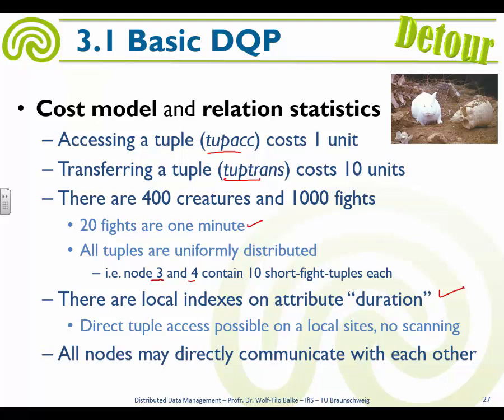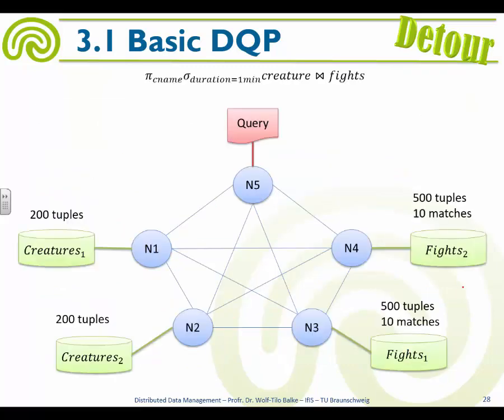This is important, and you will see in a minute why. And furthermore, all the nodes are actually directly connected. This is what we have to emphasize here. Any access to any node is easily done. And so this is our query. We have 200 tuples on this side, 200 tuples on this side as well. And then we have the matches, 10 over here, 10 over here. This is what we said in the previous slide.